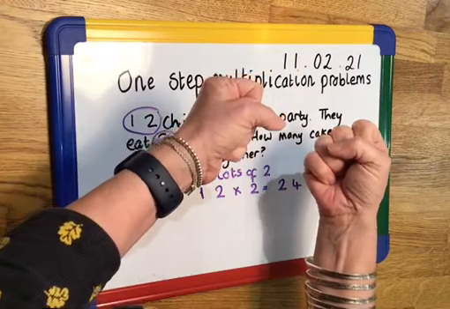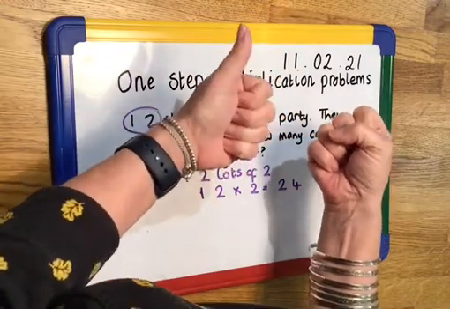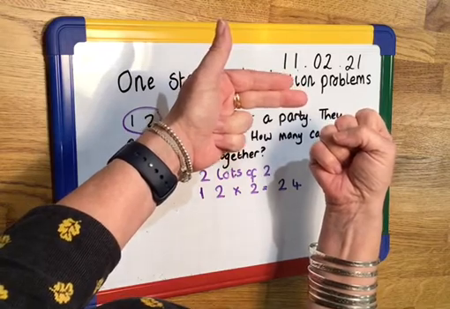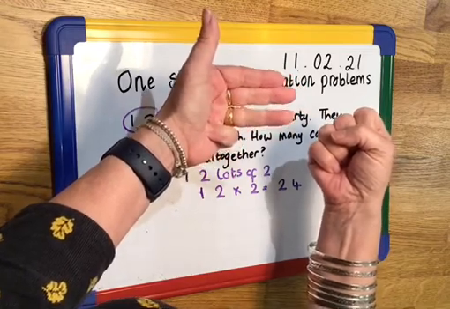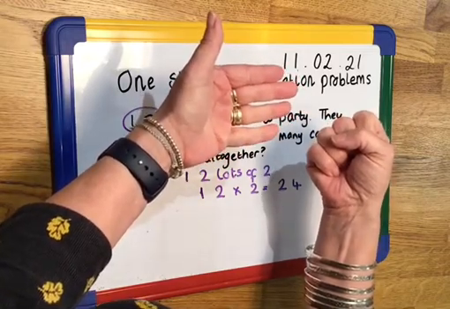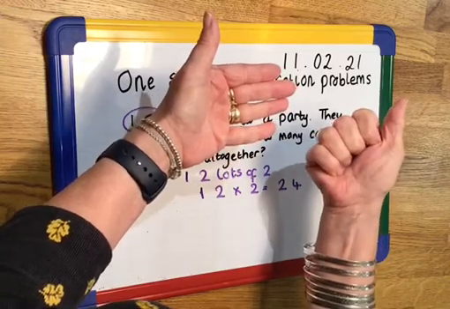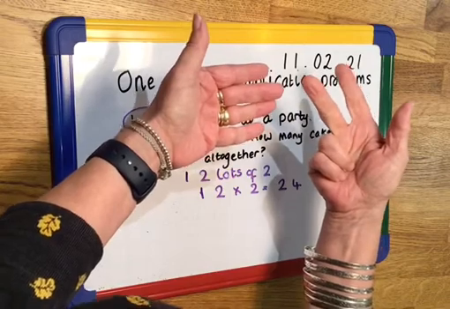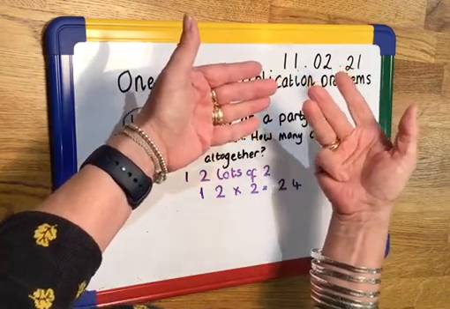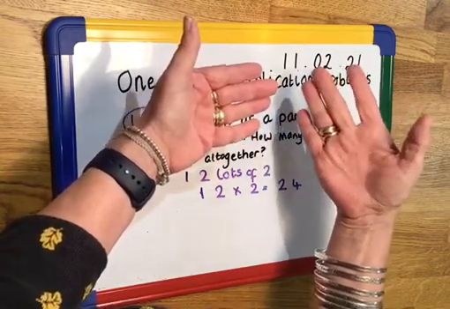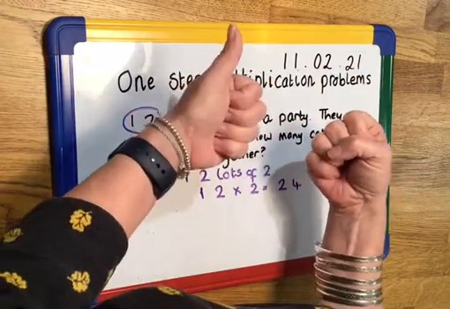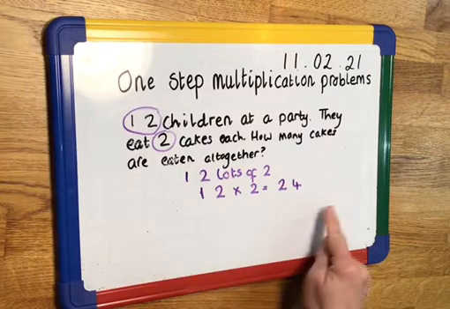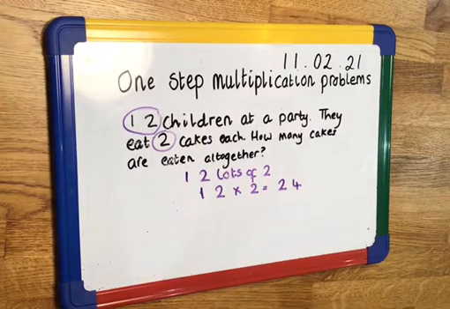I could say it as a times table. 1 times 2 is 2. 2 times 2 is 4. 3 times 2 is 6. 4 times 2 is 8. 5 times 2 is 10. 6 times 2 is 12. 7 times 2 is 14. 8 times 2 is 16. 9 times 2 is 18. 10 times 2 is 20. 11 times 2 is 22. 12 times 2 is 24. Whichever way I do it, I'm going to get the answer of 24.